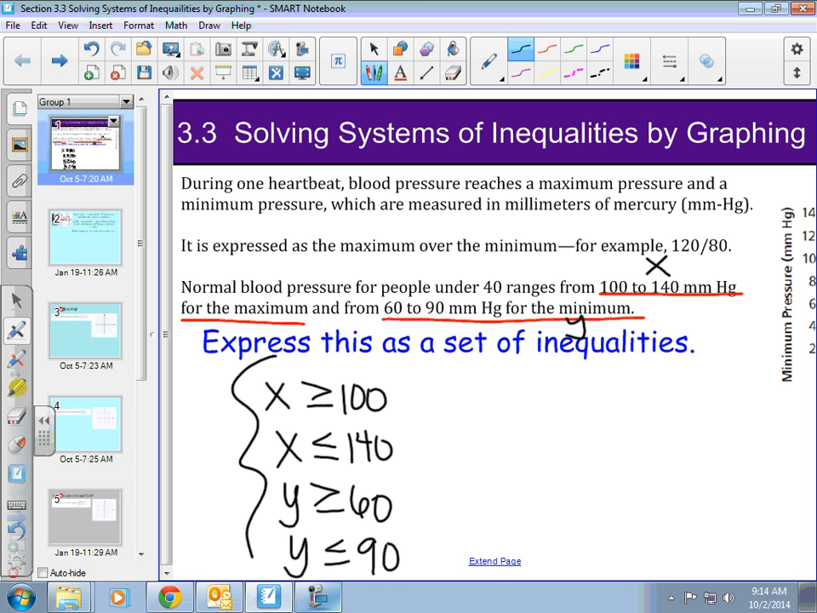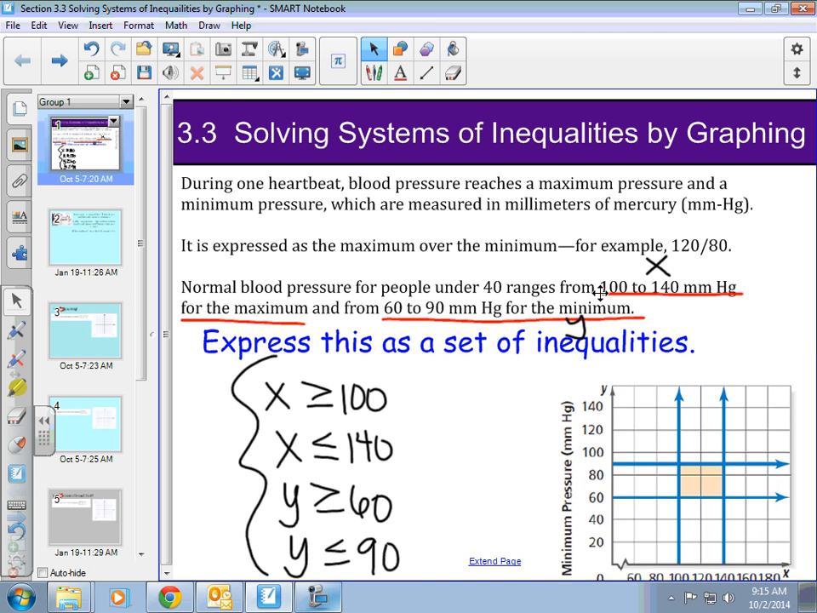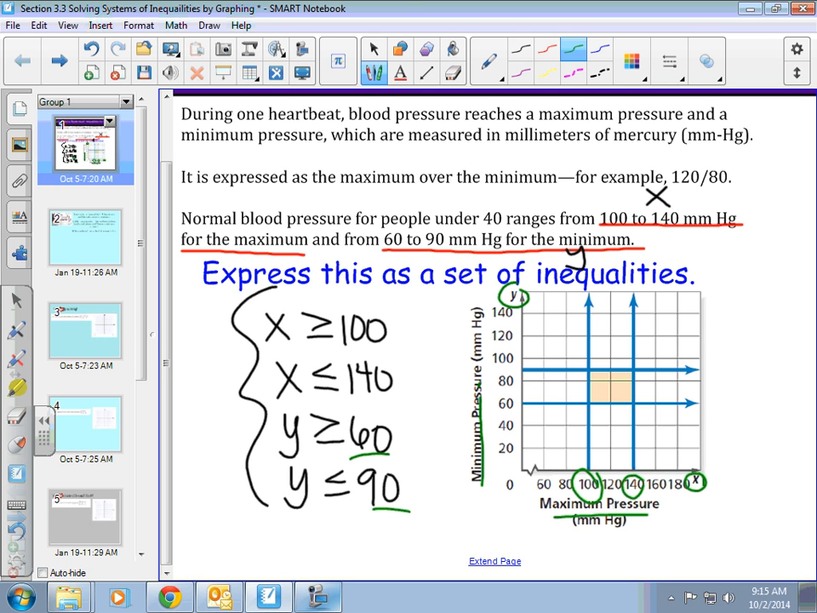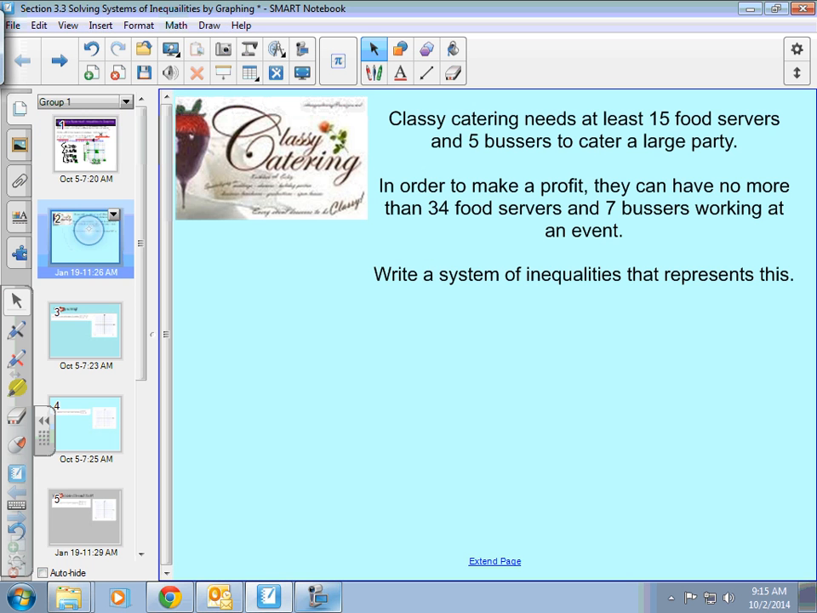So this would be my system of inequalities, and if we wanted to graph this, we would get a graph that looks like this. As you can see, my maximum pressure is my x value, and it ranges from 110 to 140. And then my minimum is my y values, and they range from 60 to 90. And so if I wanted to find out where all my possible solutions are, it's going to be where everything is shaded, which will be in the middle. We're going to look in just a minute at another example.